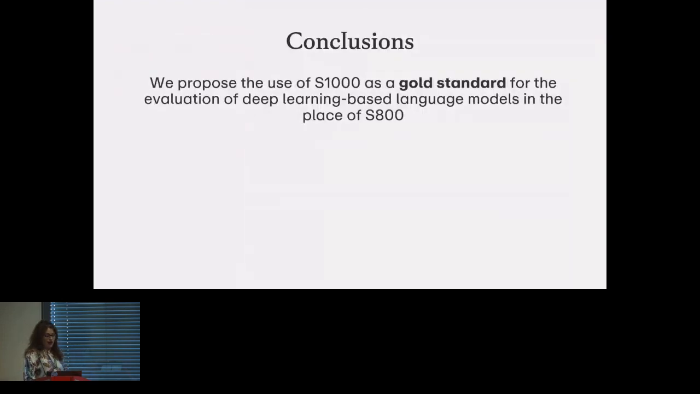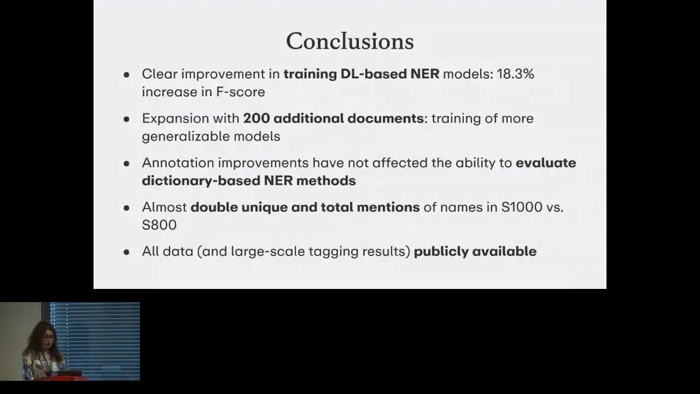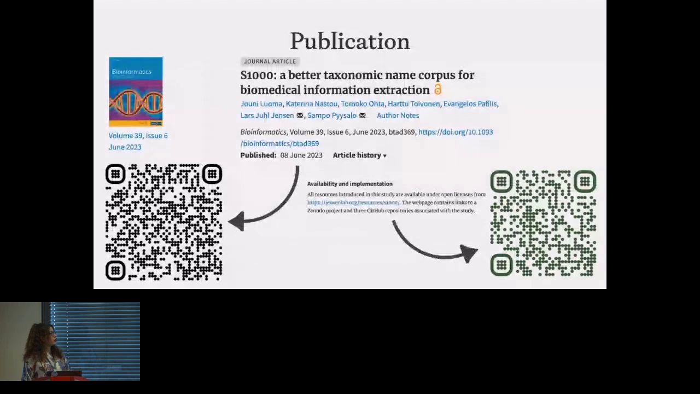So in conclusion, we propose the use of S1000 as a gold standard for the evaluation of deep learning-based language models in place of S800. So people who were using that, we suggest to use the new corpus because it's better fitted towards their needs. We have shown a clear improvement in training the NER models, with more than 18% increase in F-score. The expansion can allow training of generalizable models. We can still evaluate dictionary-based methods, and the corpus has almost doubled unique and total mentions. And all data, of course, are publicly available. We have a publication, and all the data are available through Zenodo, and the code on GitHub.